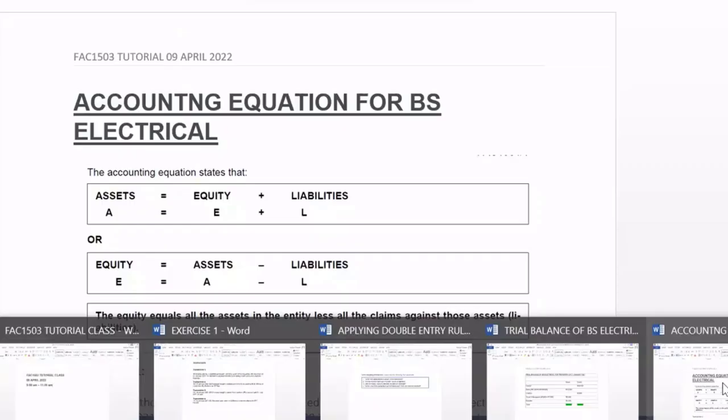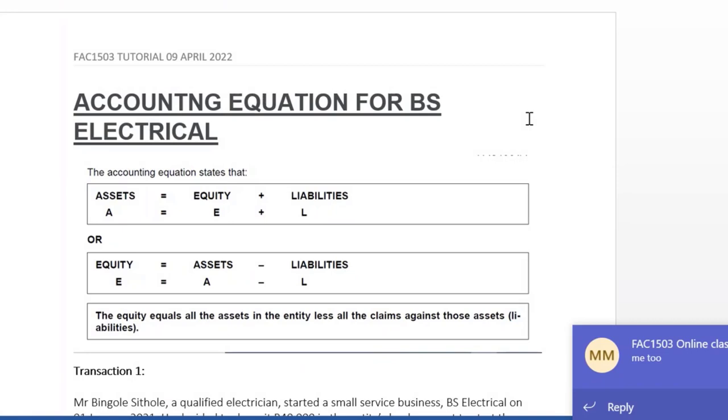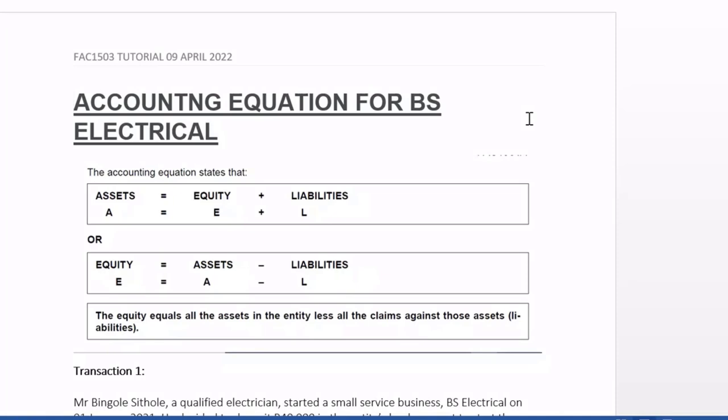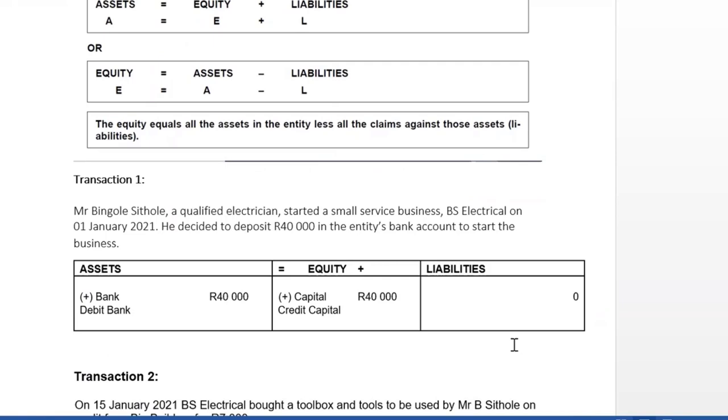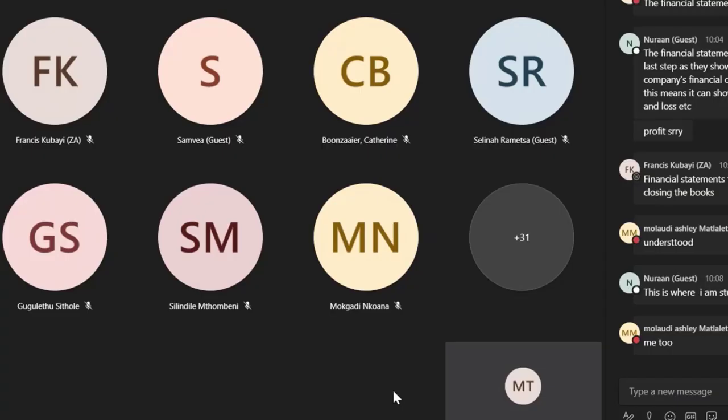So the accounting equation, guys, is this equation: assets equals equity plus liabilities, or you can say equity equals assets minus liabilities. So the equity equals all the assets in the entity less all claims against those assets. We're going to be looking at transaction number one now, and we're going to be doing it together.